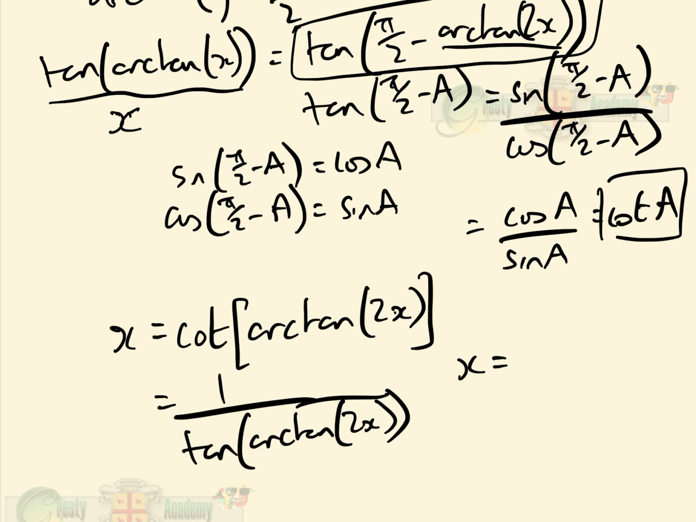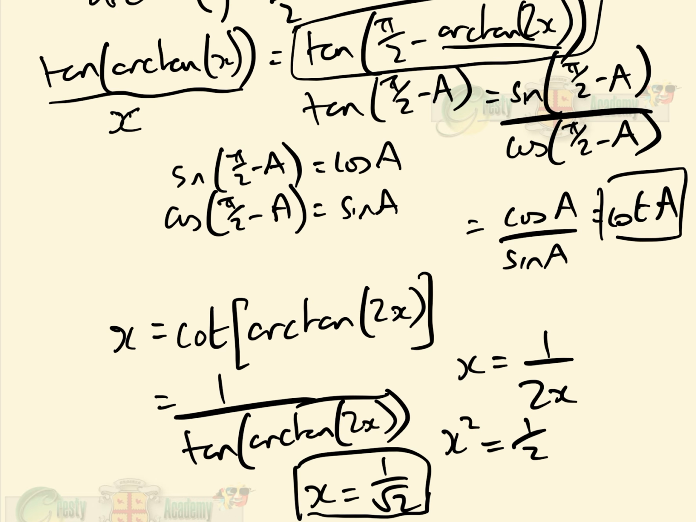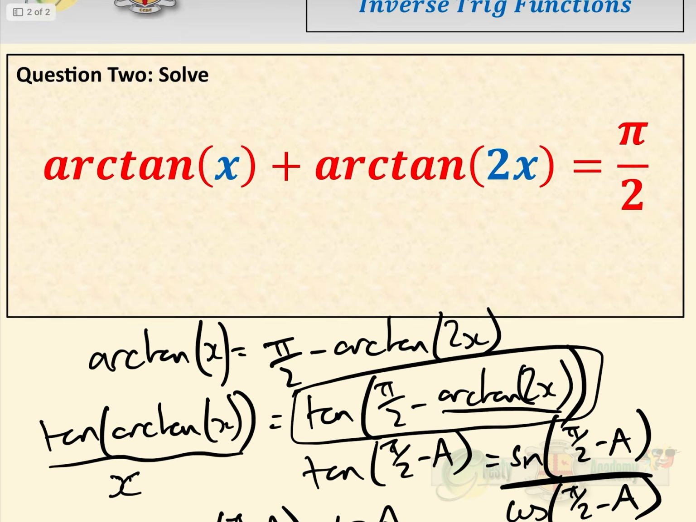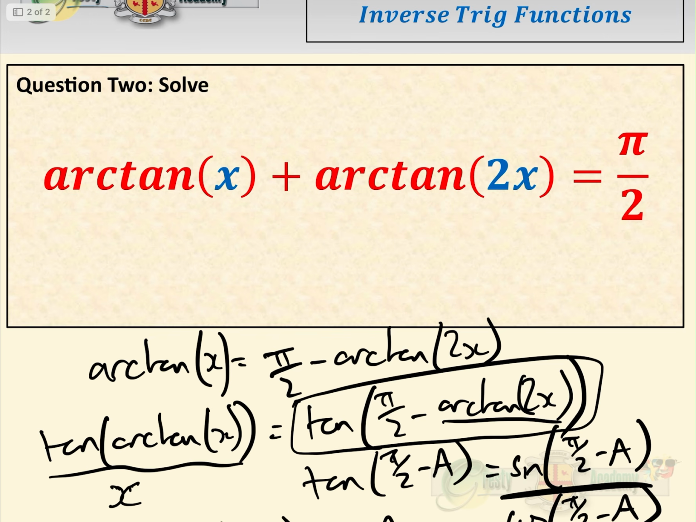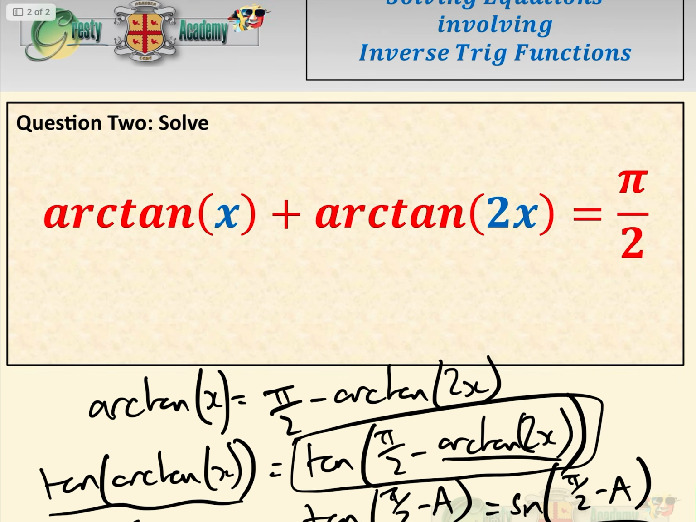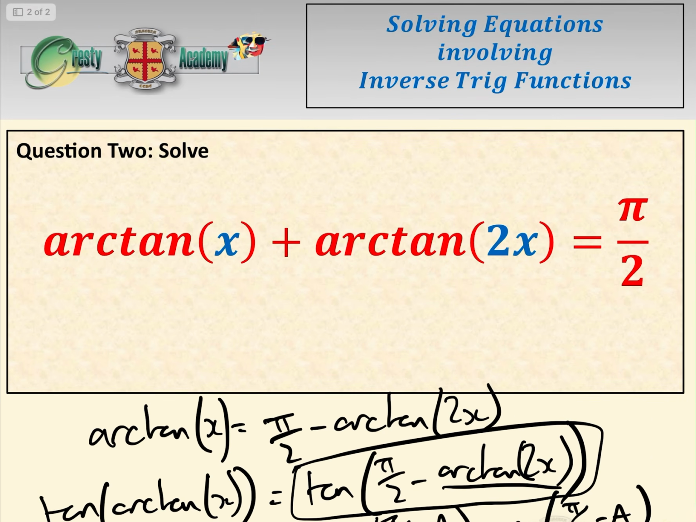So we have x equals 1 over 2x, i.e. x squared is a half, so x is 1 over root 2, and that is the answer to our second question when we have pi over 2. Okay, so it's just an interesting thing that we can't use the standard method when we have pi over 2 here, just because we have the tan pi over 2, and so this is a nice little workaround.